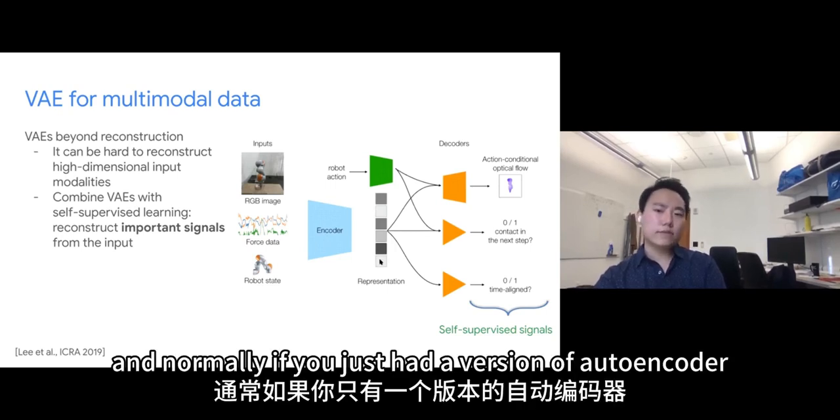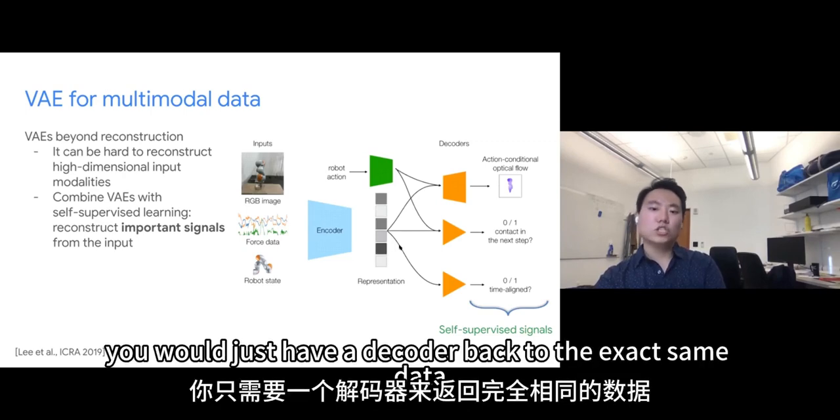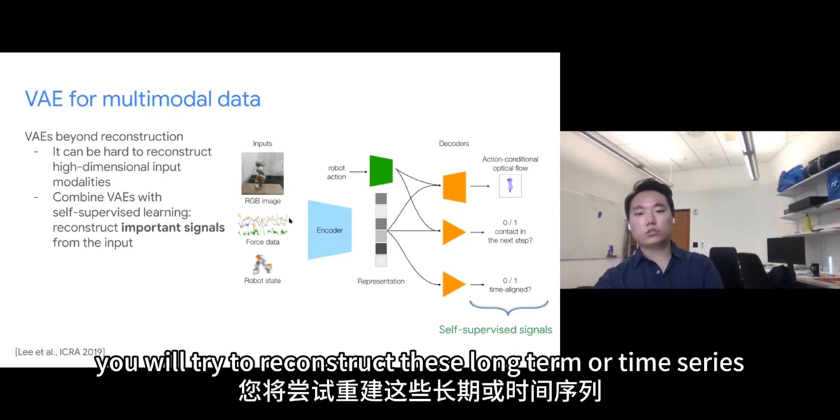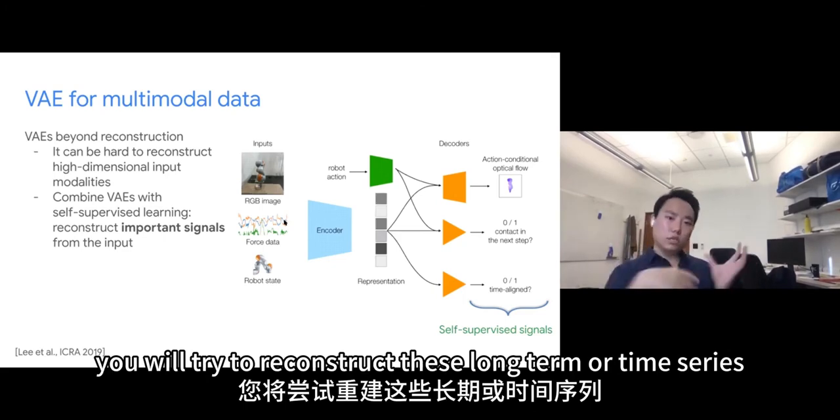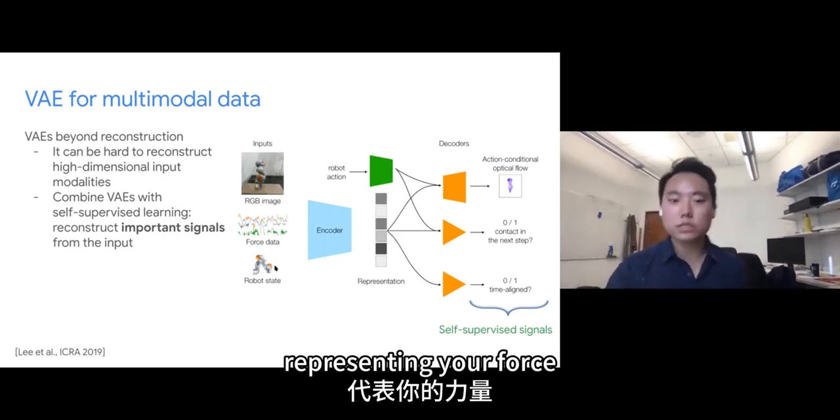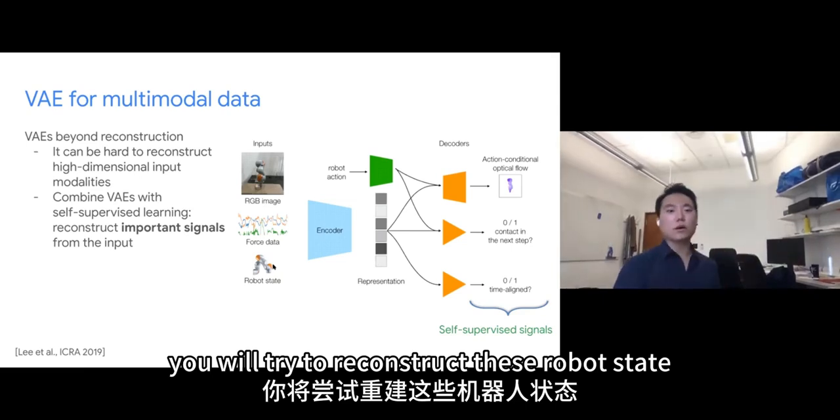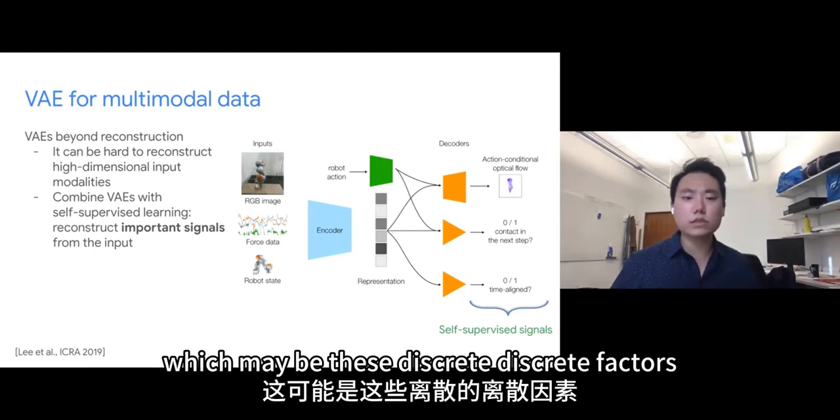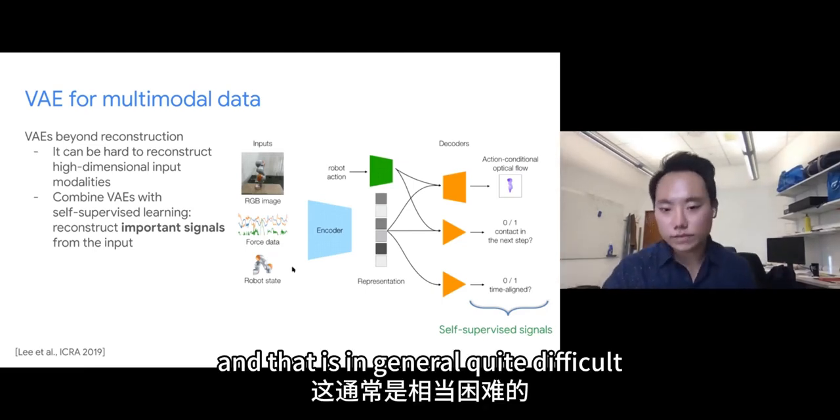And normally, if you just had a variational autoencoder, you would just have a decoder back to the exact same data. You try to reconstruct these high-dimensional images. You will try to reconstruct these long-term time series representing your force. You try to reconstruct this robot state, which can be these discrete factors. And that is in general quite difficult.